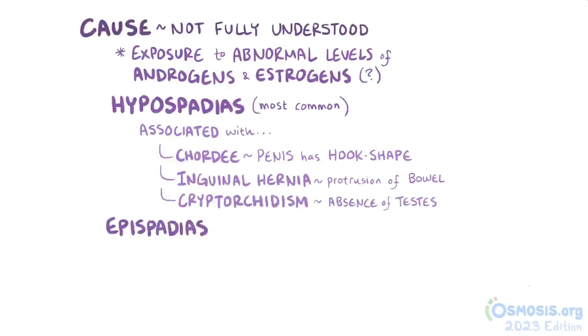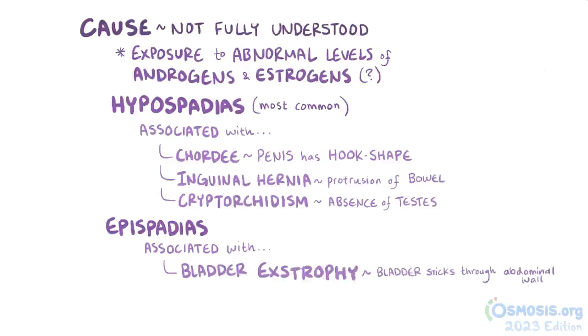Epispadias, on the other hand, are usually associated with bladder exstrophy, where the bladder sticks out through the abdominal wall, and in females they're often associated with a bifid clitoris, which is where the clitoris itself is divided into 2 parts.